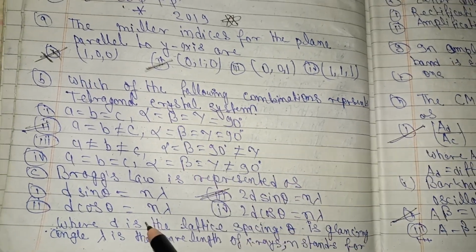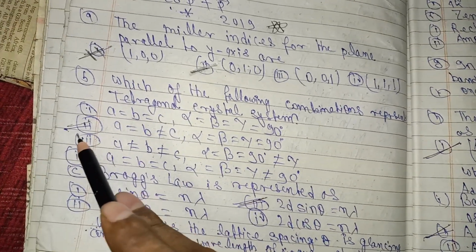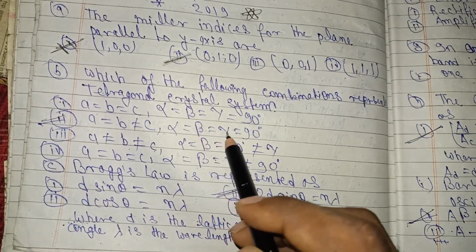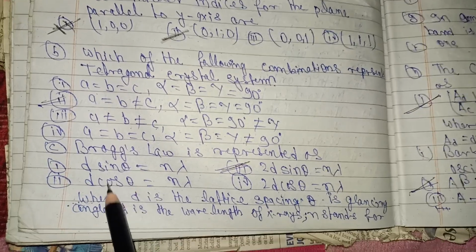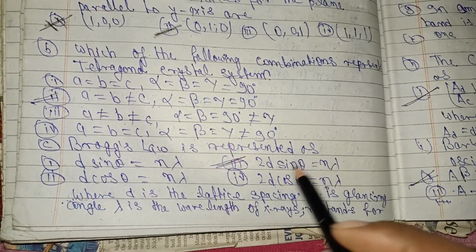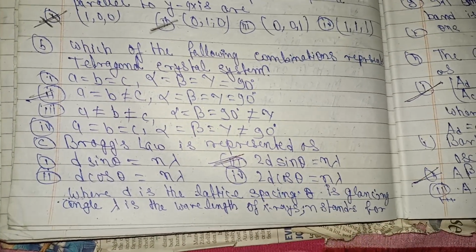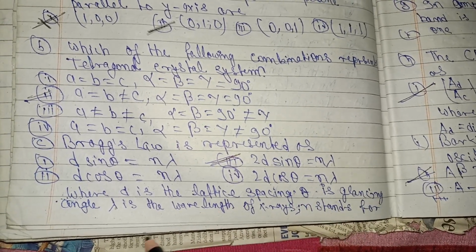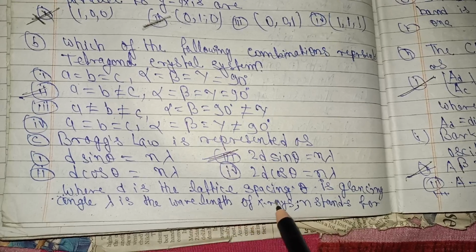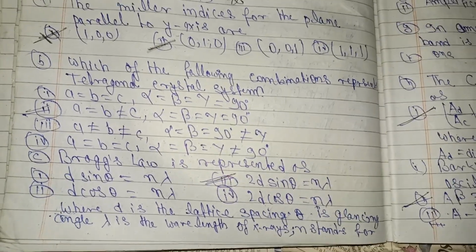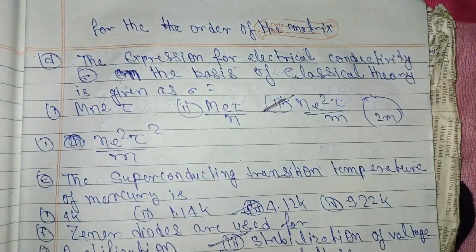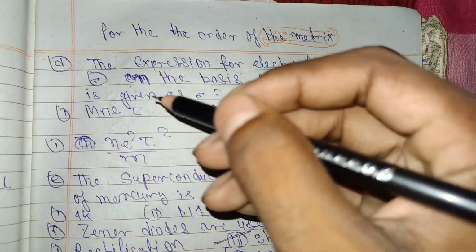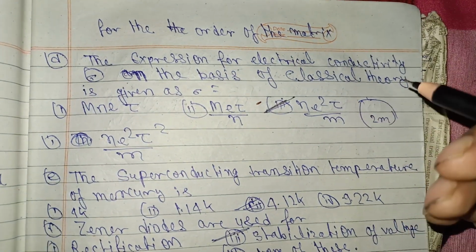Which of the following combinations represents the tetragonal crystal system? A = B is not equal to C, alpha = beta = gamma = 90 degrees. Question C: Bragg's law is represented as 2d sin theta = n lambda, where d is the lattice spacing, theta is the glancing angle, lambda is the wavelength of the X-ray, and n stands for the order of the reflection.